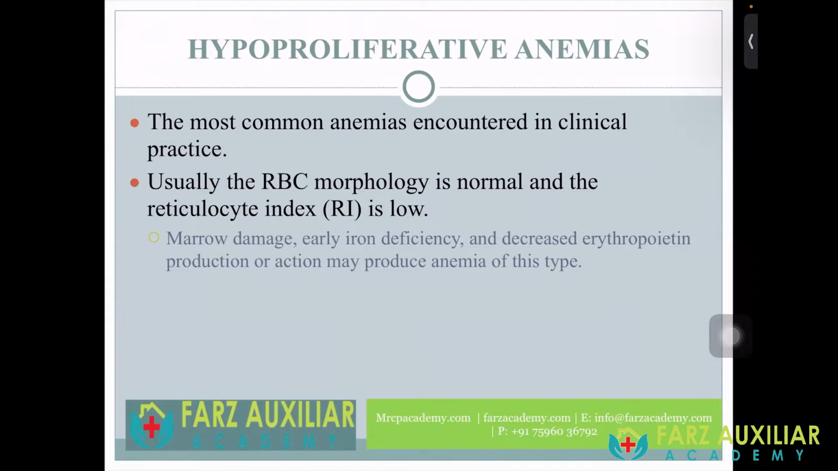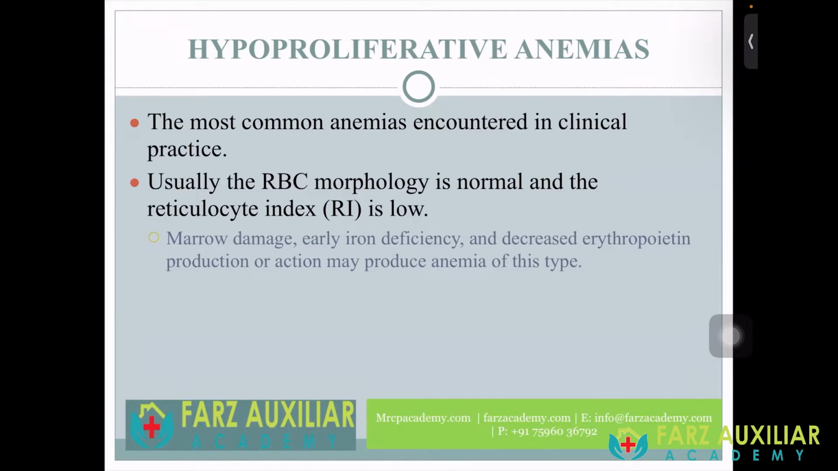When you see an RBC, it looks almost normal, and the reticulocyte index is low. So what is reticulocyte index? The reticulocyte is basically an immature RBC. Sometimes it can have a nucleus also, or it is a large RBC. It is not yet matured enough to become a proper red blood cell. So it is called a reticulocyte, the junior RBC. That reticulocyte index is low.